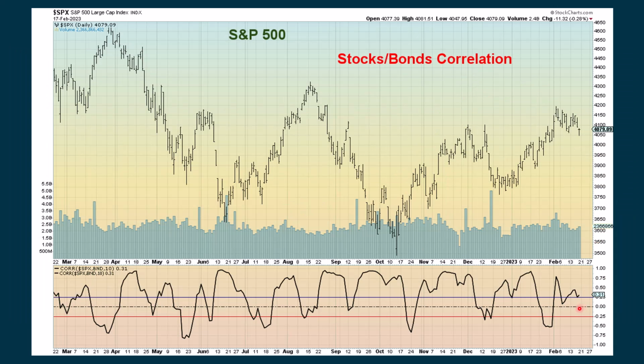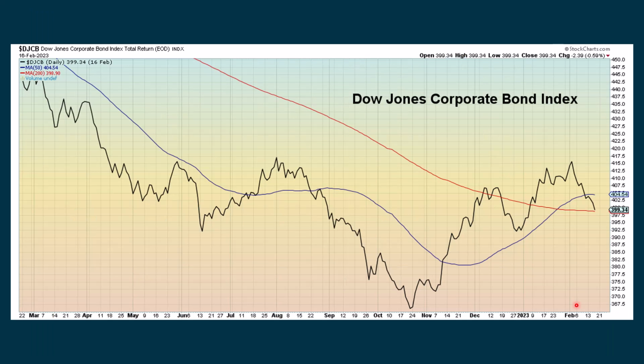Stock to bond correlation, almost near the neutral area. When we're at 0.25 and below, all the way down to minus 0.25, that's neutral. When we get above 0.25, that means they're having a slight tendency to go in the same direction. When we get to minus 0.25 or below, they're going in opposite directions. Well, stocks and bonds are having a slight tendency to go in the same direction.